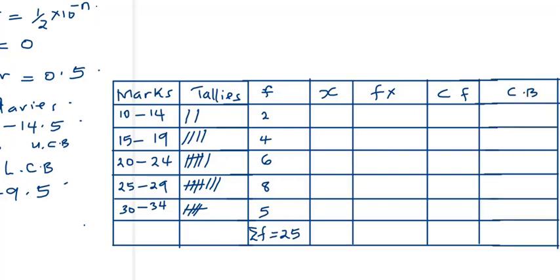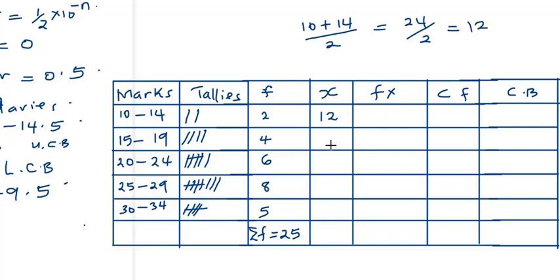Now we start by getting the values in the column of x. x is the mid mark. The mid mark is got by getting the average of the extreme points of the class. So you get 10 plus 14 divided by 2 for this first class, and this will give us 12. 10 plus 14 divided by 2 is 24 over 2, which is 12 here. To get the rest of the values, you can do the same mathematics, taking the average.